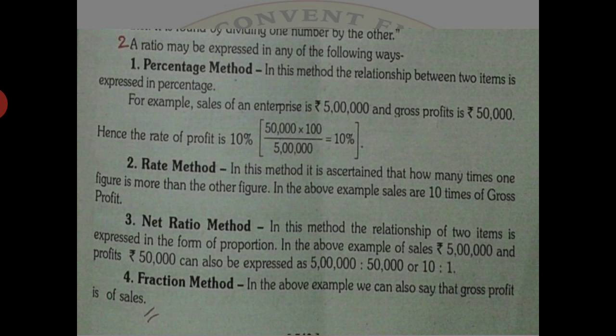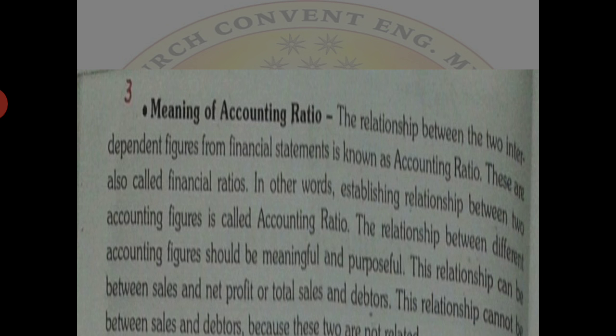So proportionate ratio is created to find out net ratio, or else they can be written in the form of fraction. So fraction is also a form of ratio only. So there is not much difference in that. So when we talk about accounting ratio, it means relationship between the two interdependent figures from the financial statements. So these are also called financial ratio.